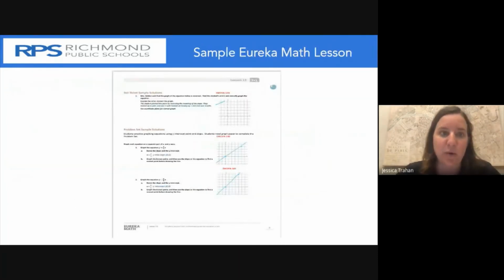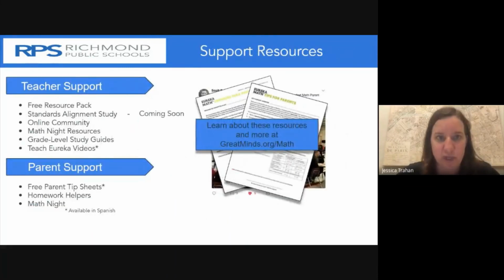Now, support. We know that support is huge, not just for teachers, but also for parents. So we'll have free resources, including your resource pack, any sort of standard alignment study, math community nights. We've seen a lot of districts we've worked with do some really cool parent math nights. So you'll see outlines for those. We have Teach Eureka videos, which is almost 24 hours of on-demand professional development videos that are provided for the teachers, written directly by the writers of the curriculum.